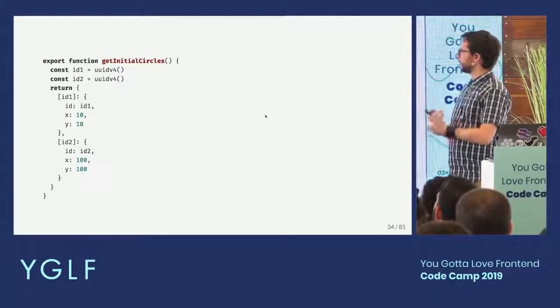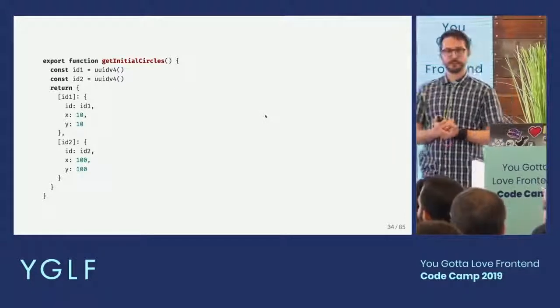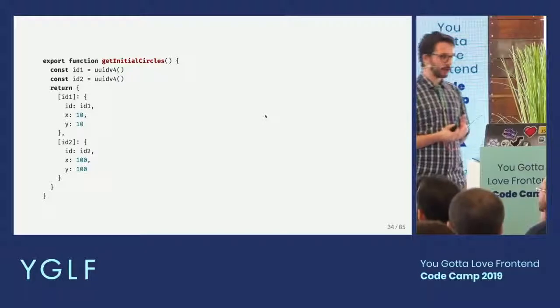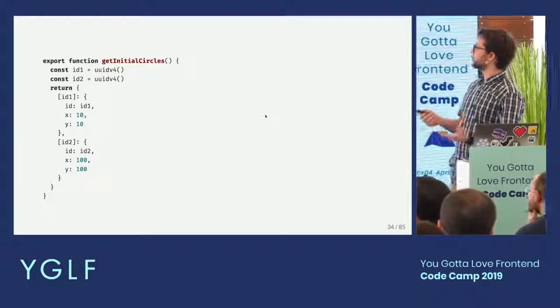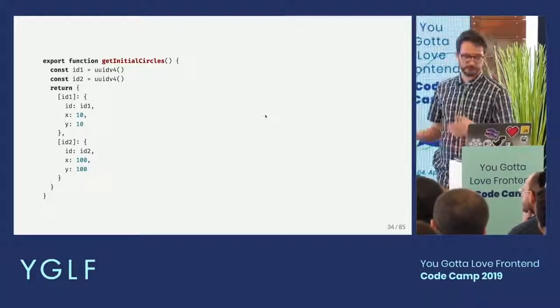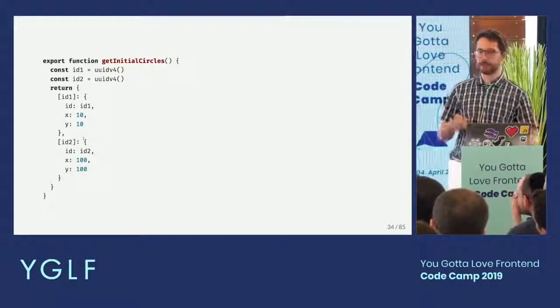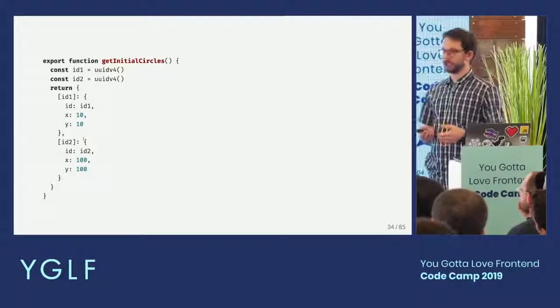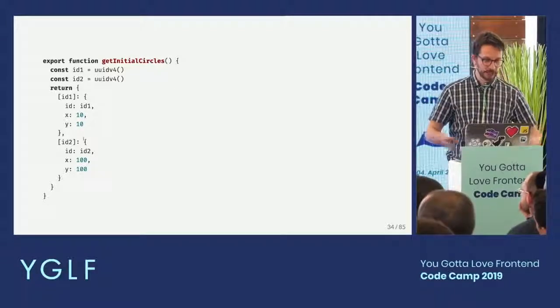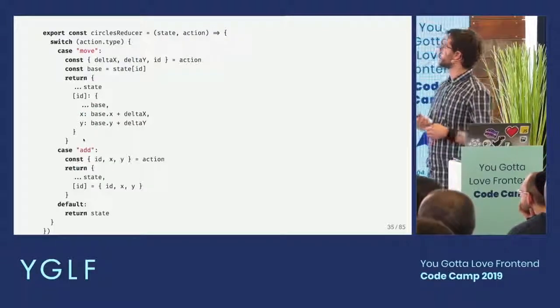So you can imagine that when you capture the state of a set of circles, it might look like this. In this case, I used a map with circles. It could also have been an array. Doesn't really matter. They're stored under their own ID, and they capture the coordinates. So this is now the entire state of my application.